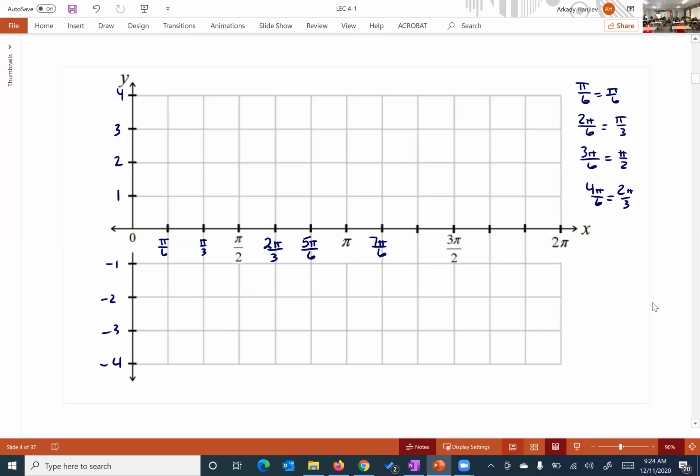This is super cool because now I don't have to be stuck to the unit circle. Okay, after 7 pi over 6, there's an 8 pi over 6. Reduced form would be 4 pi over 3. So I got this one, 4 pi over 3.